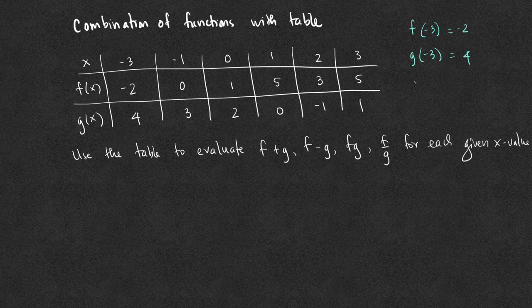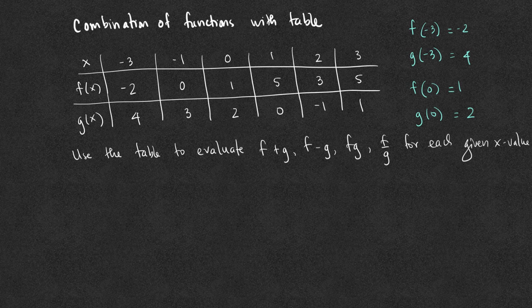Similarly, f of 0 is 1. Plug 0 into the function f, we get 1. And then g of 0 is 2. Now the question is asking us to evaluate these expressions here, which are the combinations of the functions f and g.